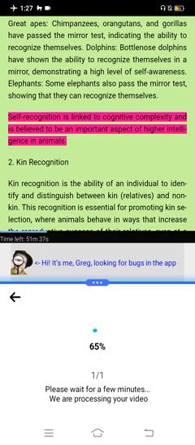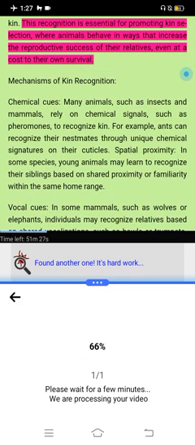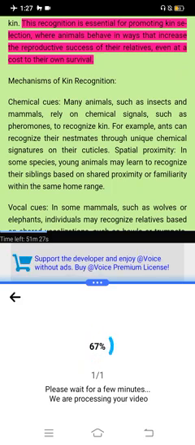Self-recognition is linked to cognitive complexity and is believed to be an important aspect of higher intelligence in animals. 2. Kin recognition. Kin recognition is the ability of an individual to identify and distinguish between kin, relatives, and non-kin. This recognition is essential for promoting kin selection, where animals behave in ways that increase the reproductive success of their relatives, even at a cost to their own survival.